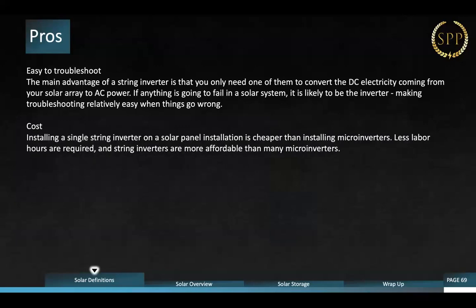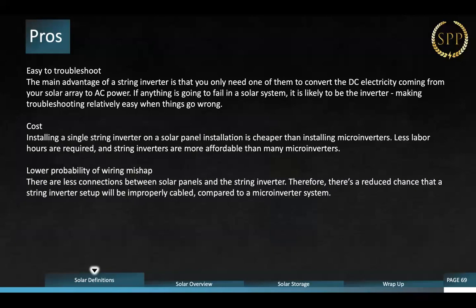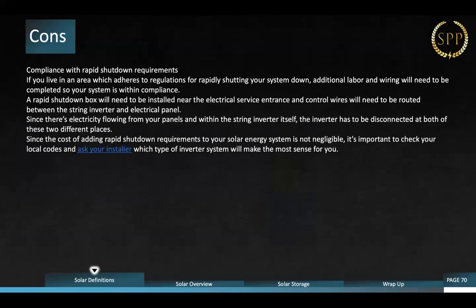The cost is a lot less. So installing a single string inverter on a solar panel installation is cheaper than installing microinverters. Less labor hours are required, and string inverters are more affordable than microinverters. Lower probability of a wiring mishap. There are fewer connections between solar panels and a string inverter. Therefore, there's a reduced chance of a string inverter setup being improperly cabled compared to a microinverter system. So again, we're going to overview and boil this down.